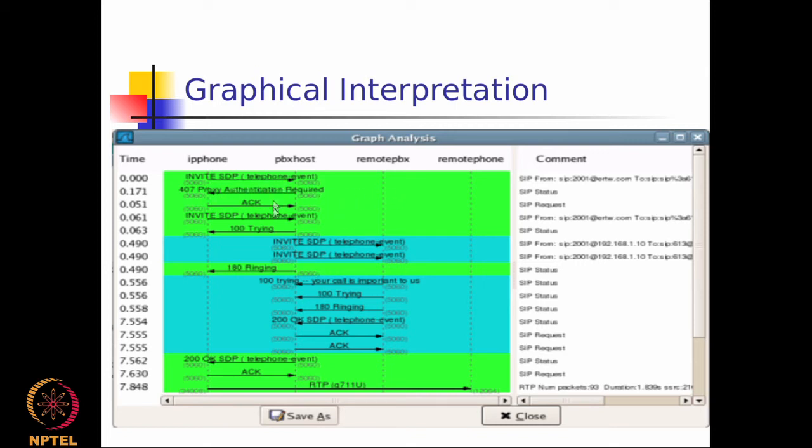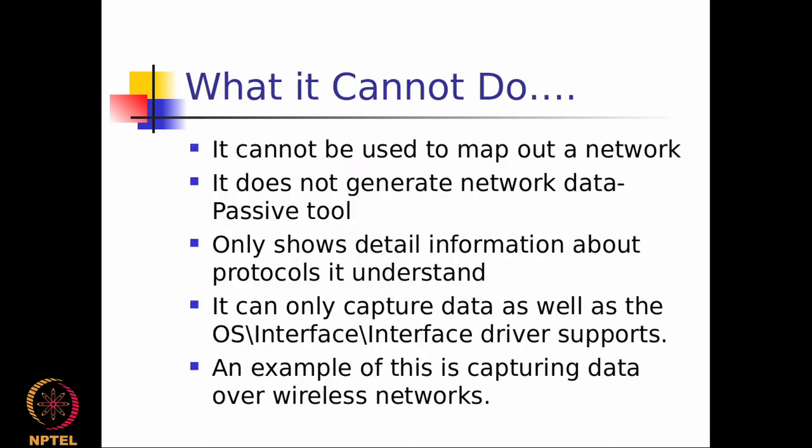So, on a per protocol basis, it helps me to understand the complete message flow that has happened between 2 different machines, and this is another kind of output that is available in a graphical format that Wireshark produces on a per protocol basis, right.